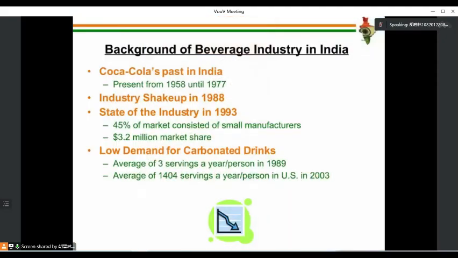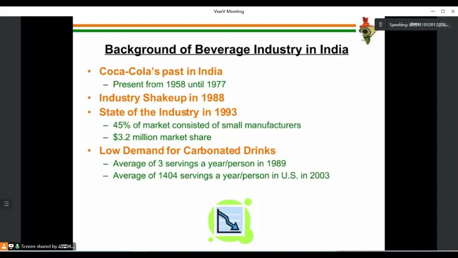So I'd like to talk about the background of the beverage industry in this country first. In 1958, Coca-Cola had already entered the Indian market. They did this beverage business for 2 decades until 1977. Something happened from 1977 until the 1980s because the former leader of India, Nehru, if you are familiar with this guy, did not embrace the free market. He embraced a closed economy.